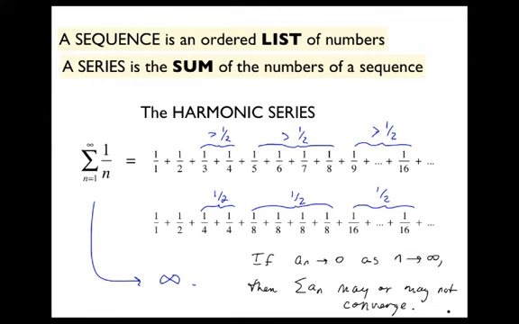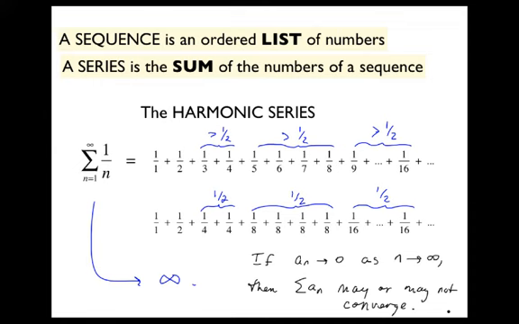It's got to be true for the series to have any kind of fighting chance. If the sequence does not go to 0, game's over. If the sequence does not go to 0, it's a divergent series. Now, if the sequence does go to 0, then maybe it will converge, maybe it won't. Here's an example of one that doesn't converge.